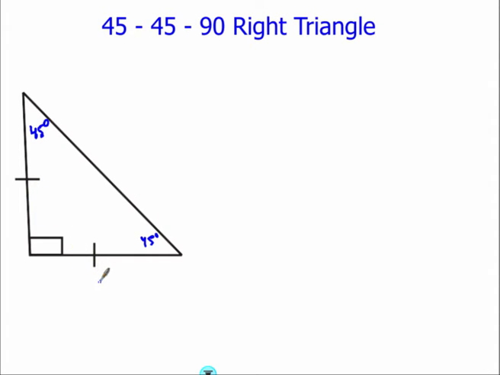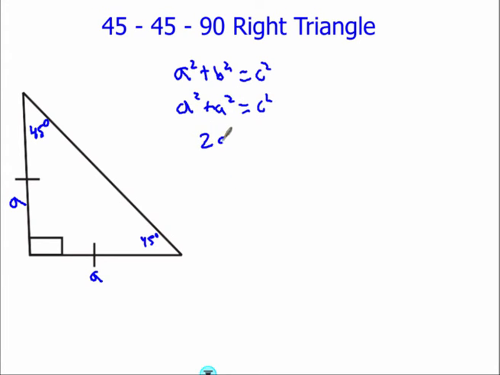So if my side lengths are equal and I call them a, I've got two legs that are both a, and now I need to find the hypotenuse. That's pretty easy. Once again, we use the Pythagorean theorem, a squared plus b squared equals c squared, except we know that a and b equal each other, so I can say a squared plus a squared equals c squared.